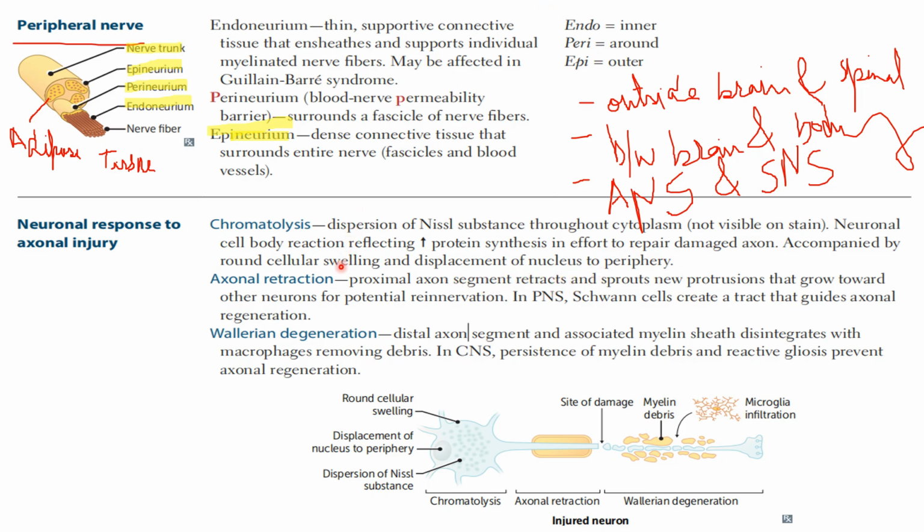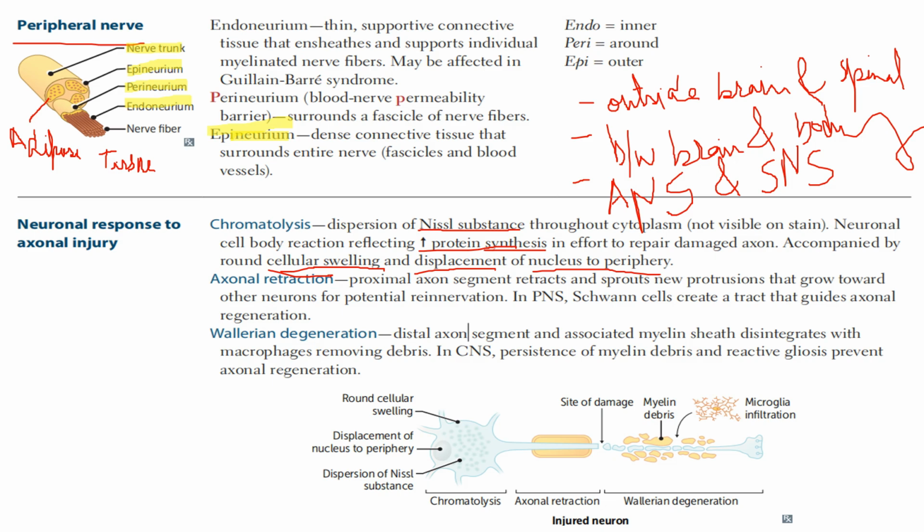Also, we are going to see a round cellular swelling. If chromatolysis is happening, it is going to spread out, and because of the high protein synthesis, there's going to be cellular swelling and a displacement of the nucleus to the periphery. We can see all these things happening here also.